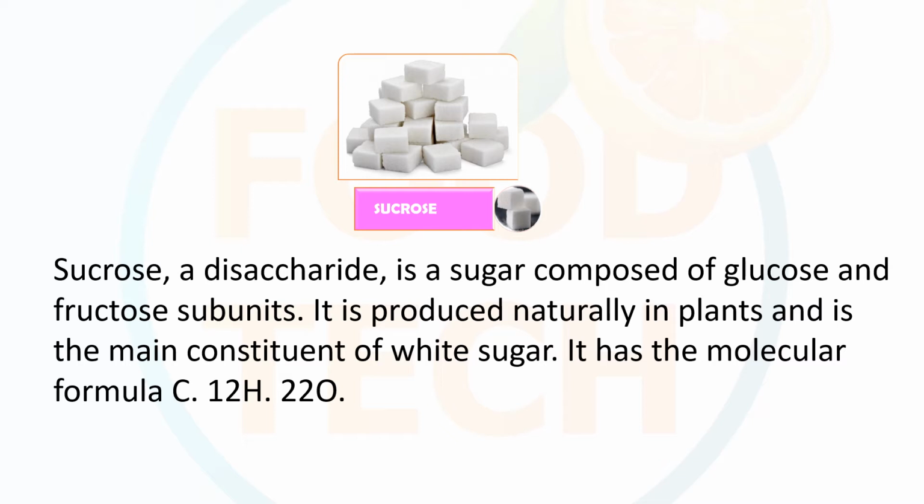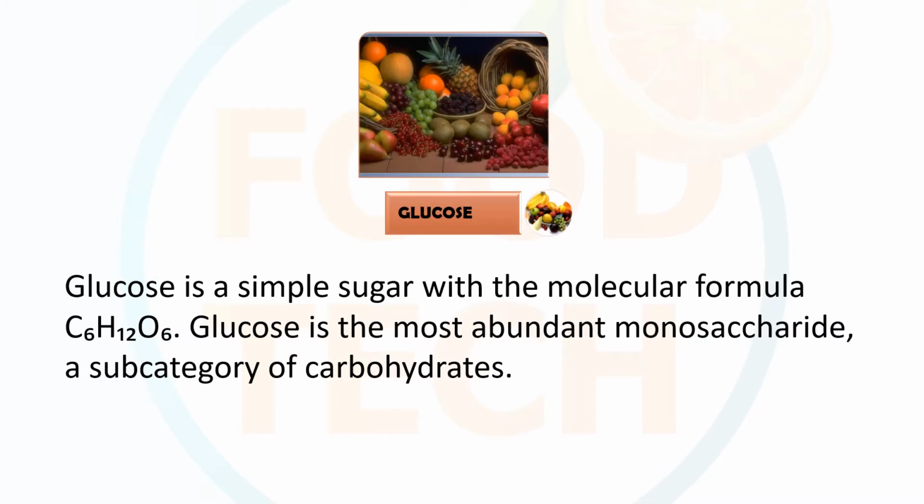So to start with sucrose, it is a disaccharide, and it is composed of glucose and fructose subunits, and it is generally produced in a natural way, and what we get is the white sugar, which is generally used in our day-to-day activity. Next, moving to glucose, it is the simple sugar which is most abundant. It is the most abundant monosaccharide, the glucose.